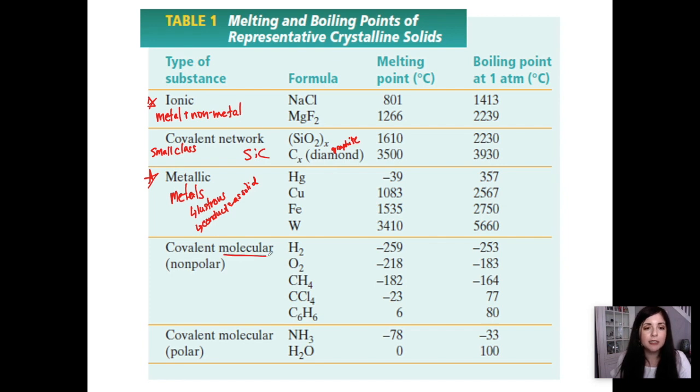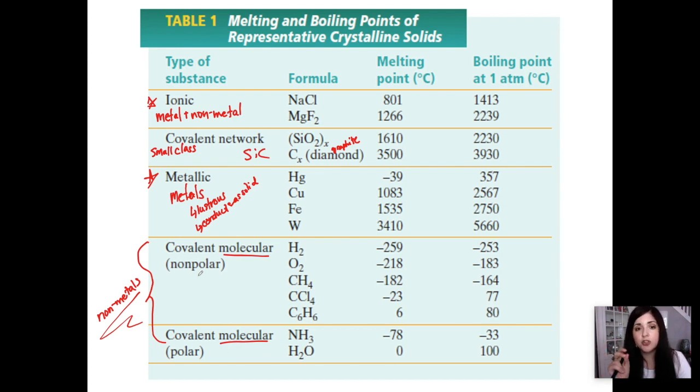Notice how your molecular solids here, these have very, very, very low melting points and boiling points. So look, these are all in the negatives right here. And these are very, very small molecules comprised of all nonmetals. So I'm going to write here all nonmetals. These are all nonmetals. So that's another tell for these. Molecular solids are always made up of nonmetals. Ionic solids, metal and a nonmetal. Metals, or metallic, are always going to be your metals.